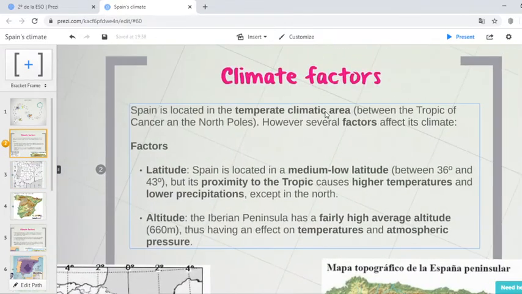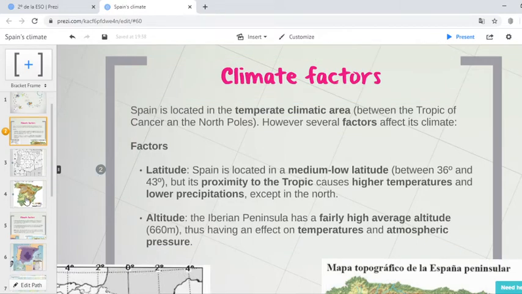The second factor is the altitude. Spain and the Iberian Peninsula have a significant average altitude, up to 660 meters. Compared with other countries of Europe, this is pretty high, compared with France, Germany, England. So yeah, living at this altitude has a major effect on temperatures and atmospheric pressure.